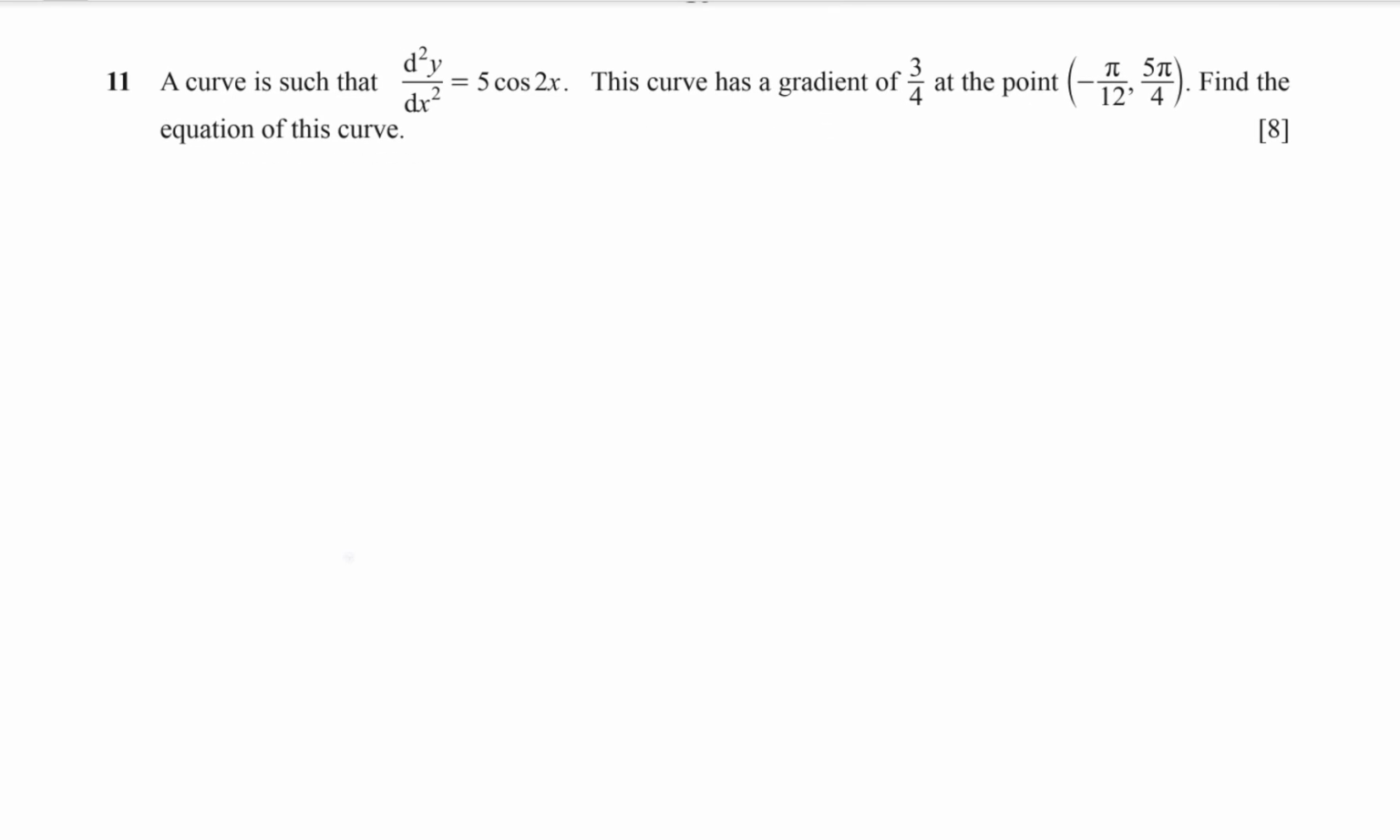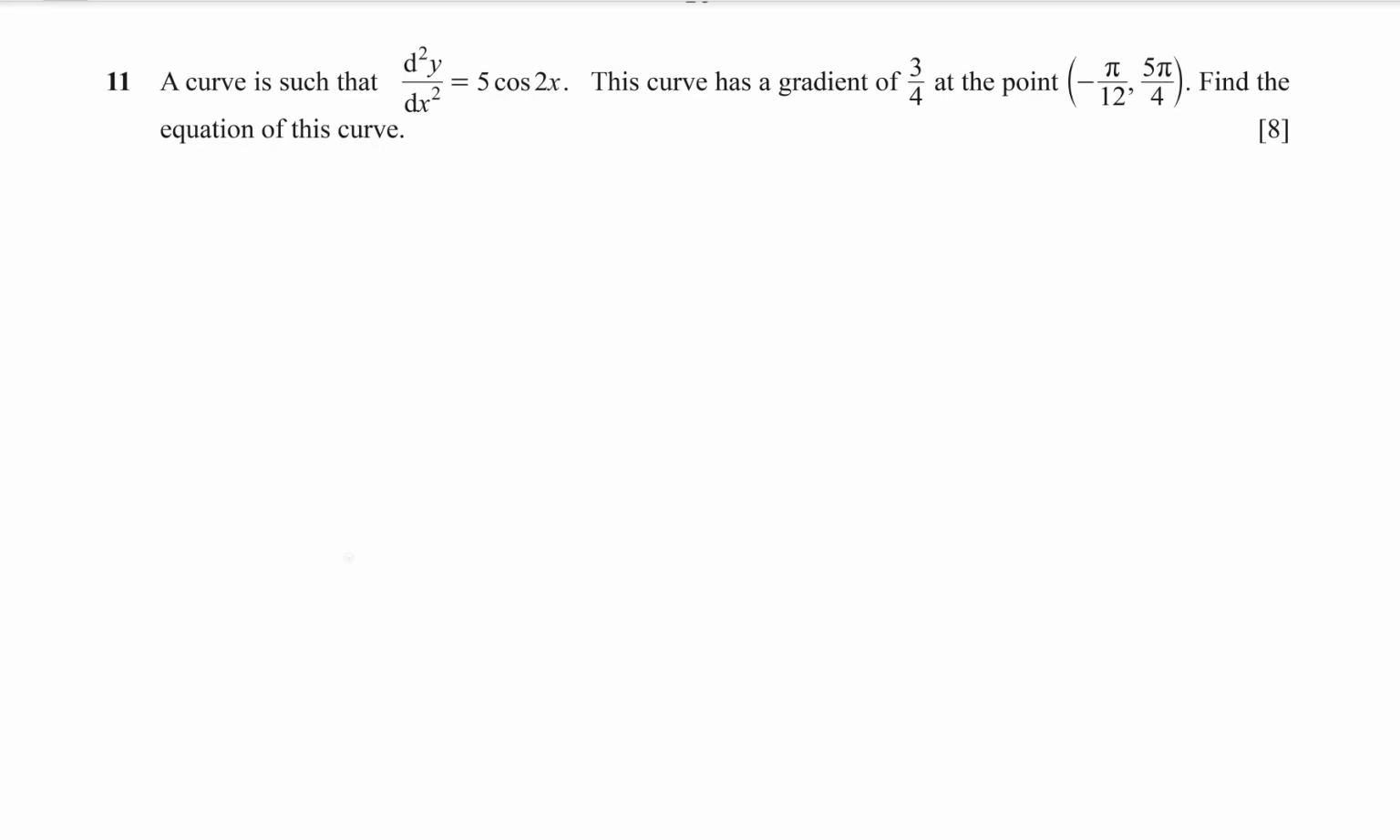Okay, so here it says d squared y by dx squared is 5 cos 2x, and the gradient of the original function at the particular point (minus pi by 12, 5 pi by 4) is 3 by 4. Is that clear, Amrita? Now the question is, can you figure out the original function? Obviously, I know that you do know how to handle this, Amrita. What's the first thing that you're going to do?